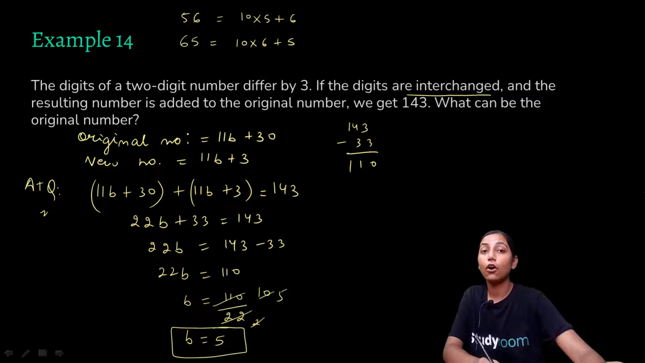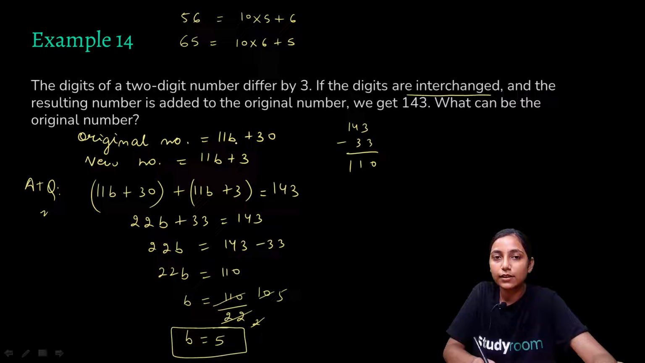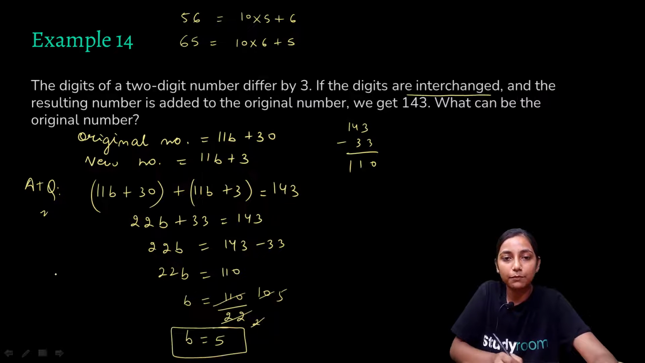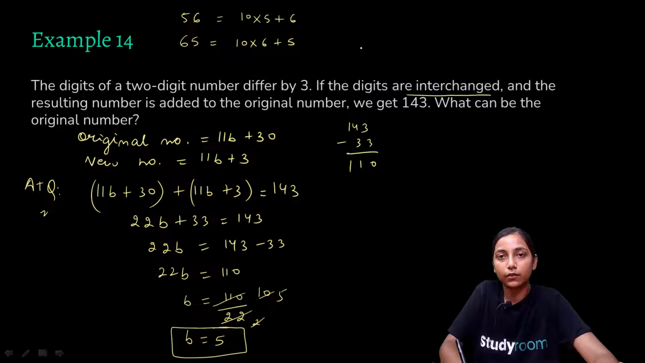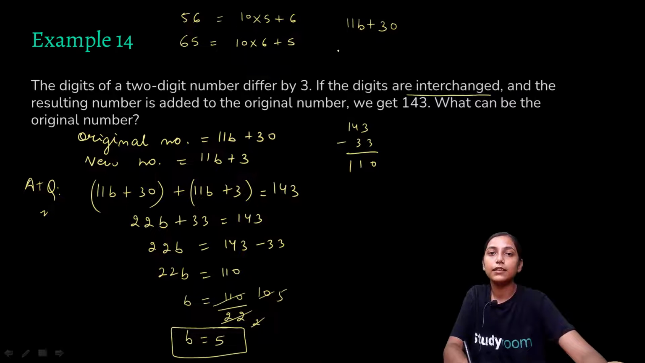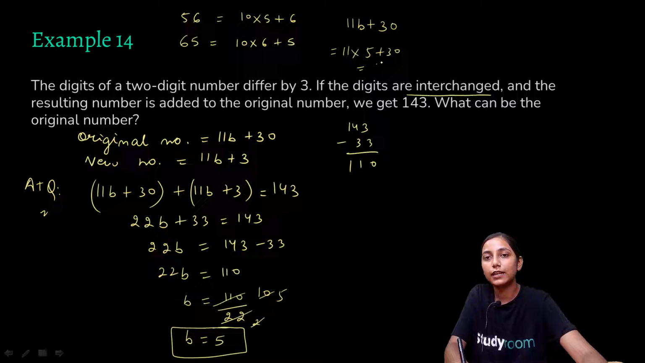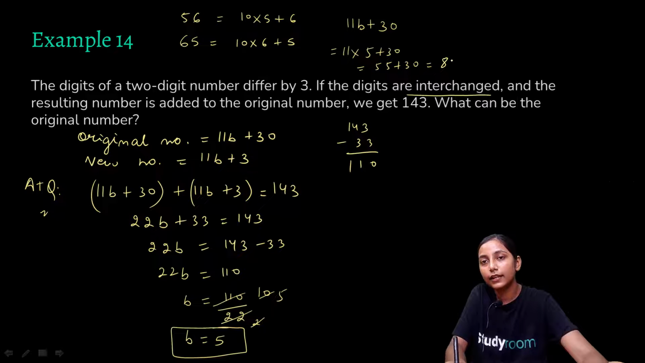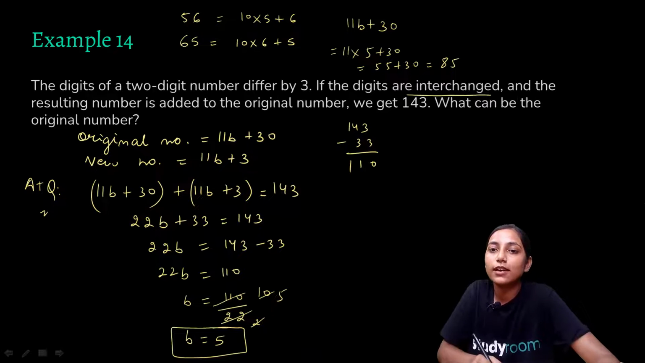We had to find the original number. What was the original number? Original number was 11b plus 30. That will be 11 into b's value, that is 5, plus 30. That is going to be 55 plus 30, and that is nothing but 85. So what was our original number? Our original number was 85.